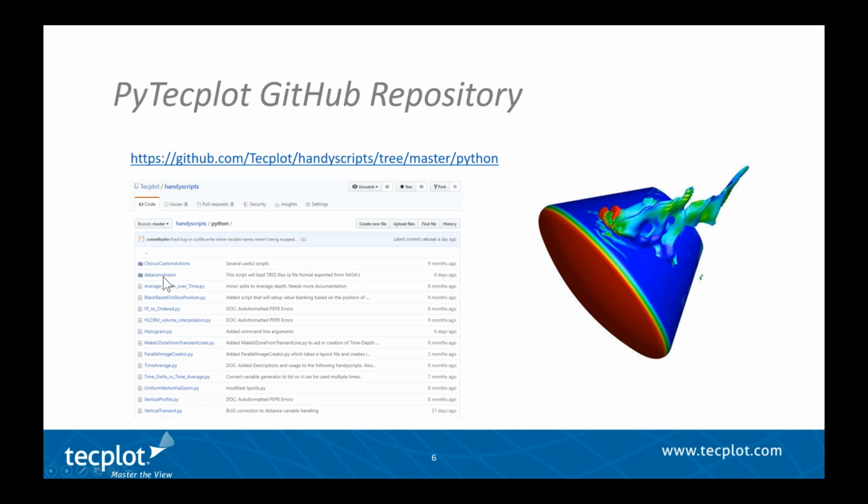Under data conversion, we've started a Python wrapper for our TecIO library. TecIO is our library that produces binary Tecplot data files. We also have some examples for how to read and convert some of the VTK XML-based formats in there. So that's a pretty interesting location.